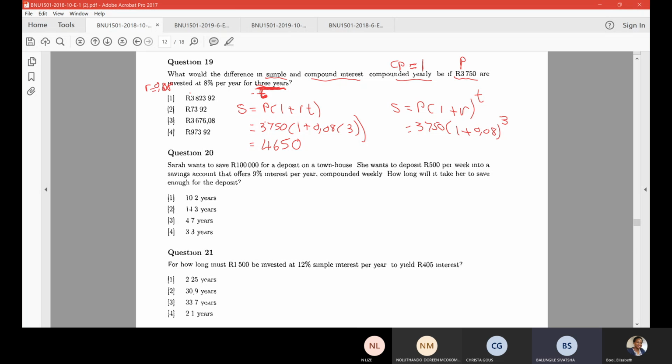This is equal to P times 1 plus R. Okay, it's not the same. 3750, bracket 1 plus 0.08 divided by 1, bracket, power 3 times 1.